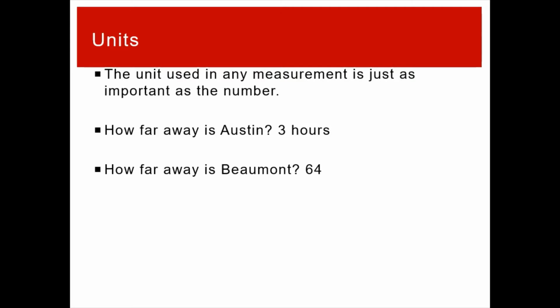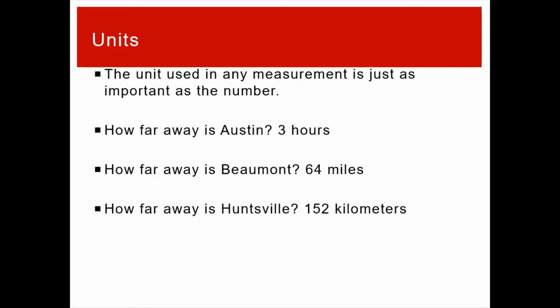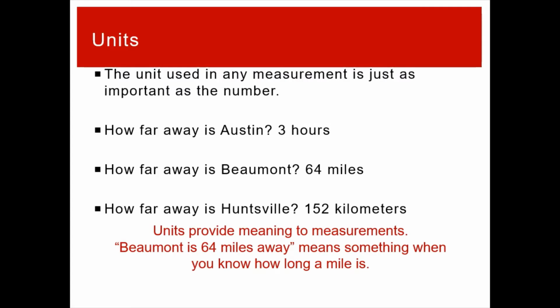How far away is Beaumont? 64. 64 whats? Miles. How far away is Huntsville? 152. Again, 152 kilometers. When you're looking at a value, if you're trying to convey a piece of measured information, you measured that distance or how long it took you to drive, you need to have that unit. And so it provides meaning.